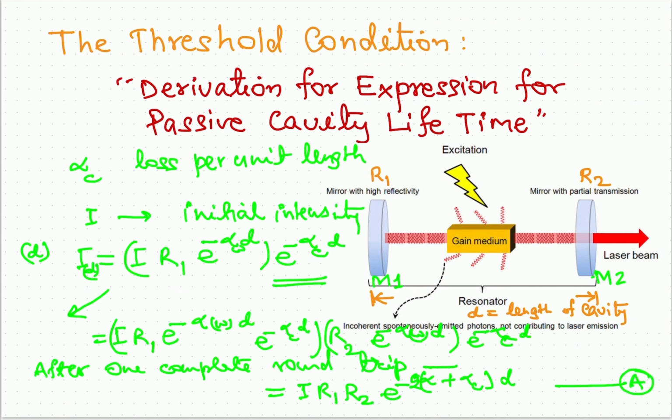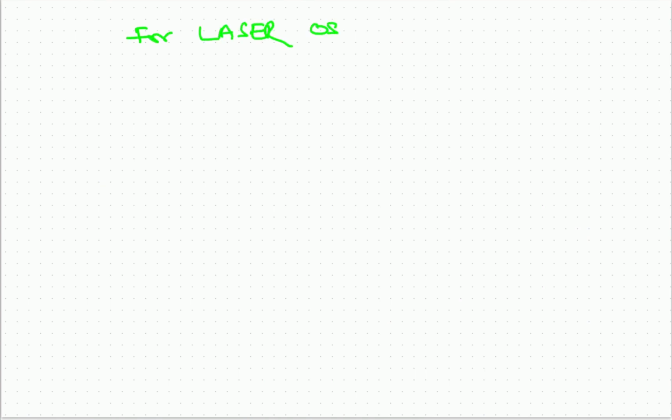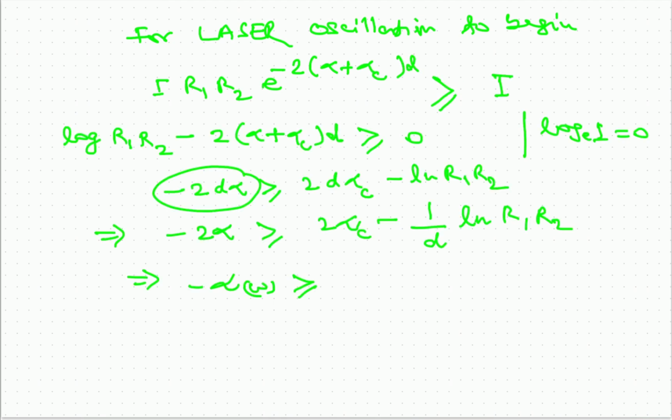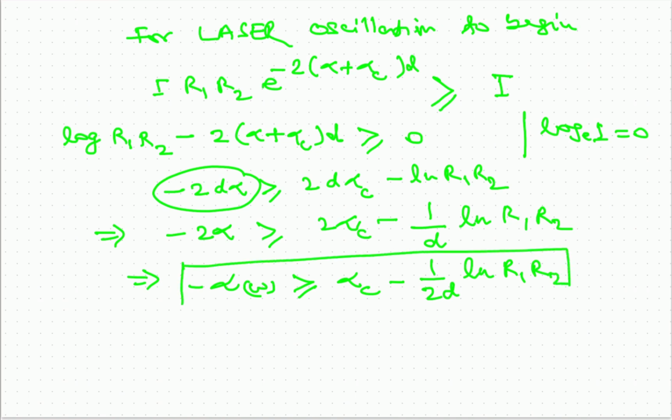Hence, for laser oscillation to begin, the intensity after one complete round trip should be greater than the initial intensity. Therefore, I R1 R2 e to the power 2 times (alpha minus alpha c) d should be greater than I, so alpha should be greater than alpha c minus 1 by 2d log of R1 R2. So this is the condition for laser amplification or laser oscillation.